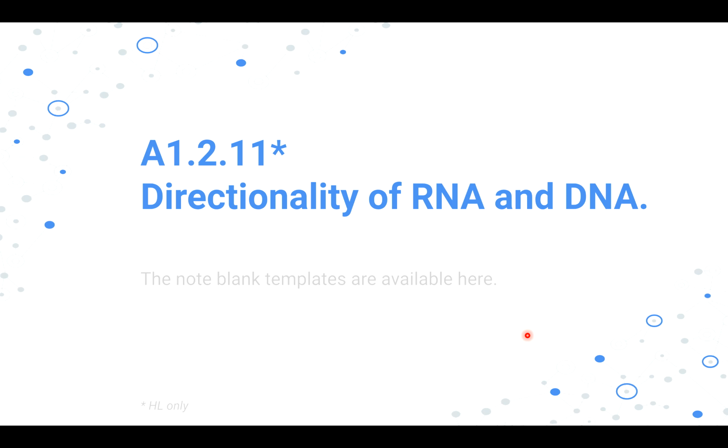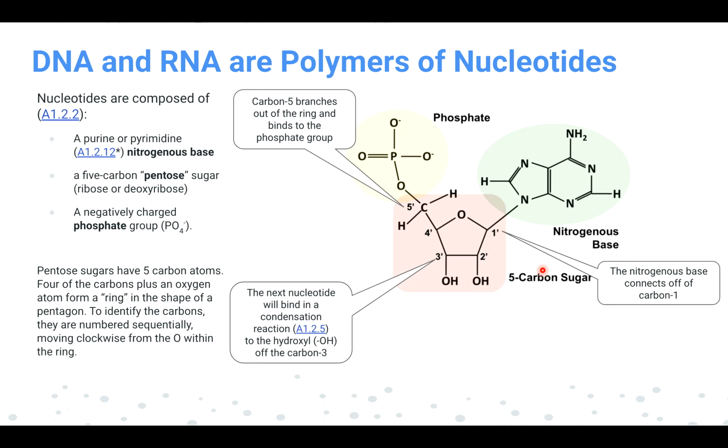Now we have completed the SL and HL common topics. Now we are strictly going to start the HL section. You can see here it's mentioned HL. The first topic is directionality of the RNA and the DNA. Here we will talk in slightly more detail about the sequence, about the numbering of the carbons.